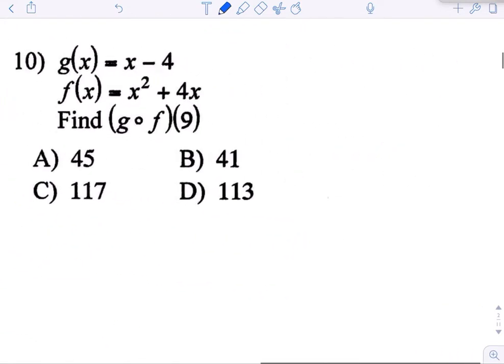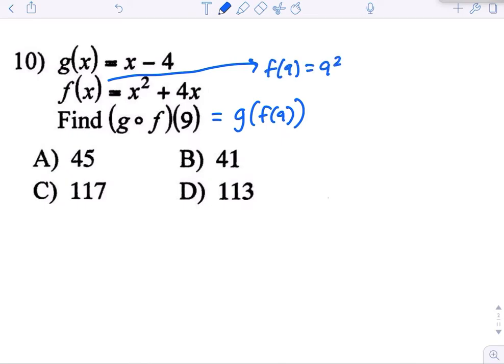Okay, 10. So this notation, g of f of 9. So, work inside and out, so we gotta go find f of 9. Well, if we use this information, f of 9 looks to be 9 squared plus 4 times 9. It looks to be 81 plus 36, which is equal to 117. So it's really going to come out to g of 117.